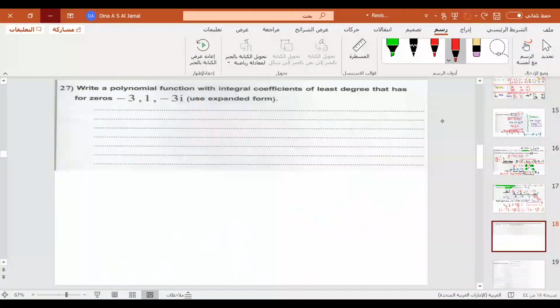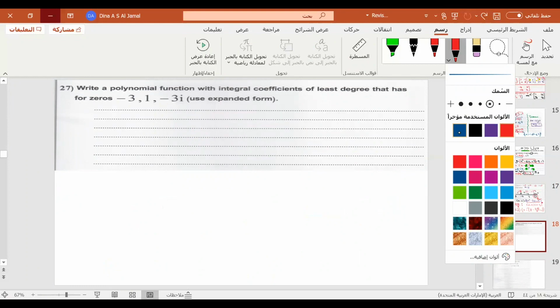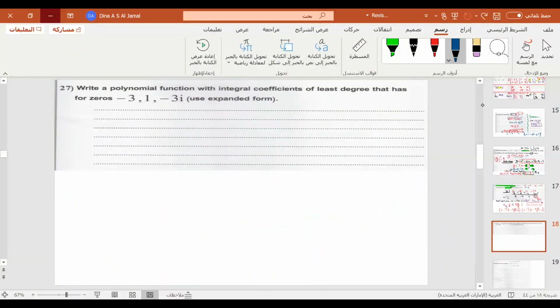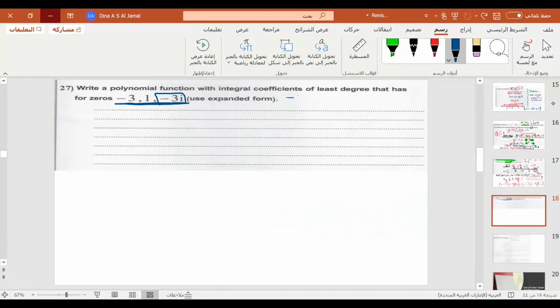Let's move to this question, 27. He would like you to write a quadratic or a polynomial function, and he's giving you the zeros. Now pay attention. Whenever you see a complex number among the zeros, that means you have to use the complex conjugate. That means the zeros are minus 3, 1, minus 3i, and plus 3i.